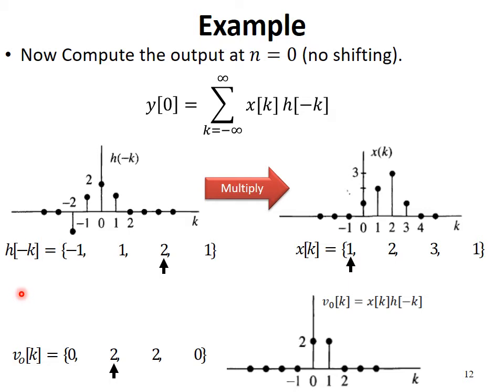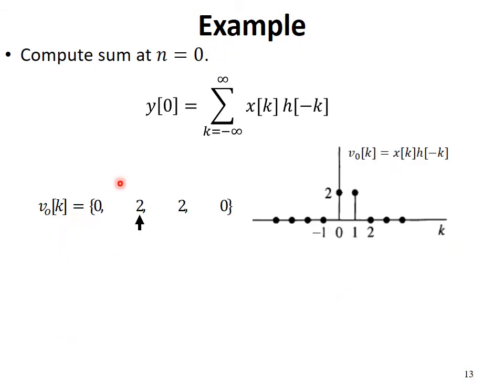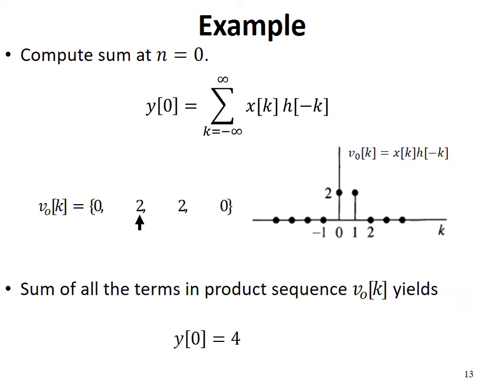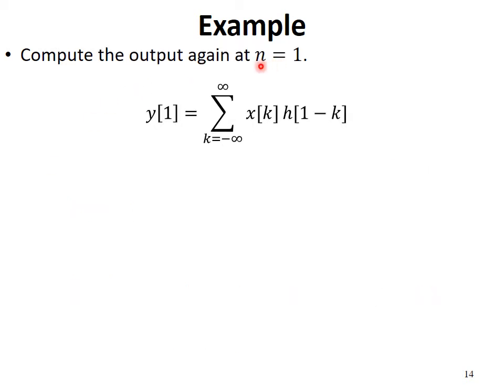Now the final step in computing the response y of 0 is to sum all these values. So sum all the values of the product sequence v naught of k, and the sum would be simply 4. Right. So y of 0 is equal to 4. Now we have to repeat all these steps for different values of n. So now the value of n is equal to 1. So we are basically computing y of 1. In this case n is equal to 1, so h of minus k would be delayed by 1 unit and then multiplied with x of k.